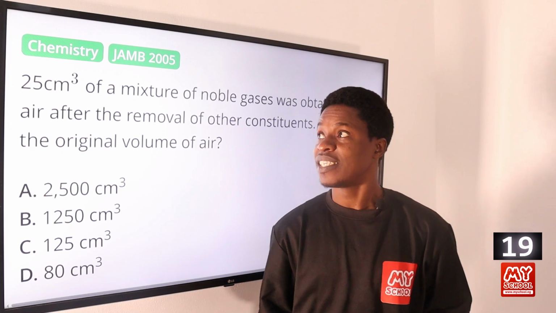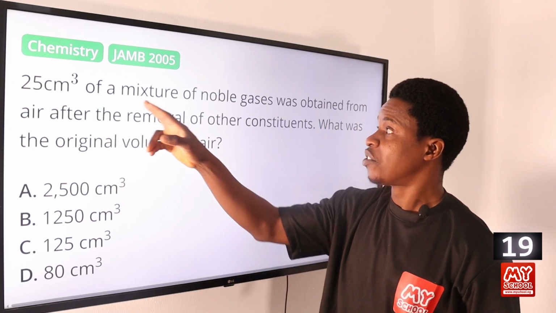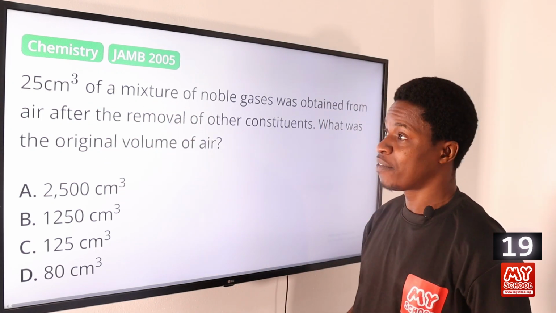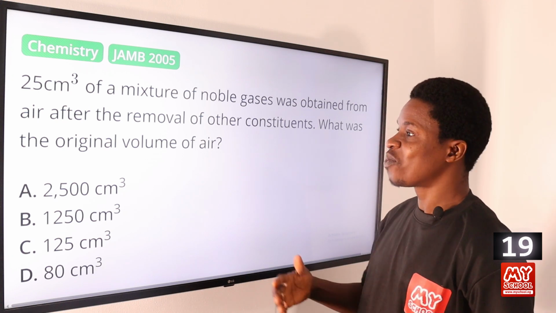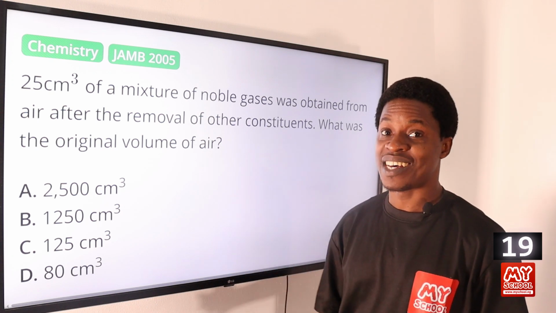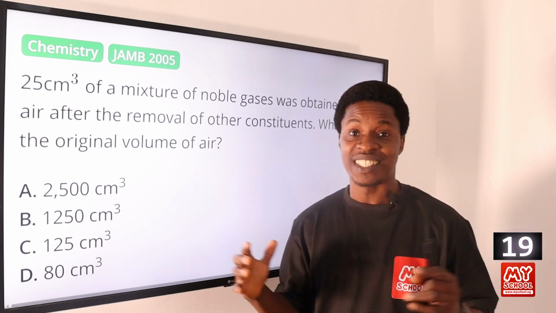Now question 19. 25 cm3 of a mixture of noble gases was obtained from air after the removal of other constituents. What was the original volume of air? Don't forget that air is a mixture of gases, okay?